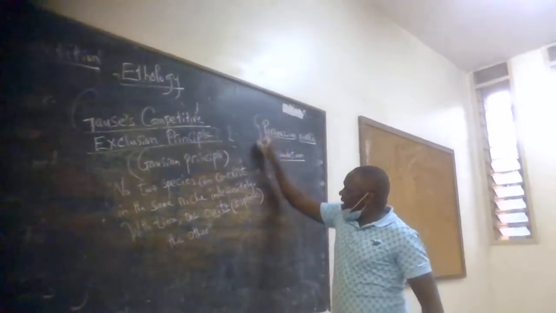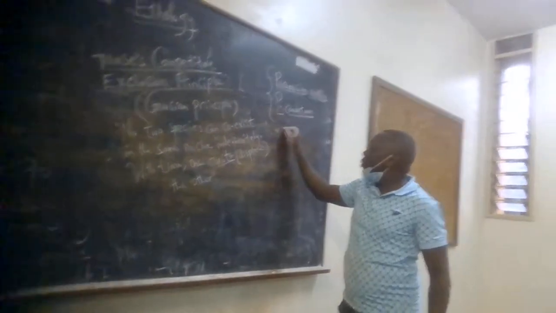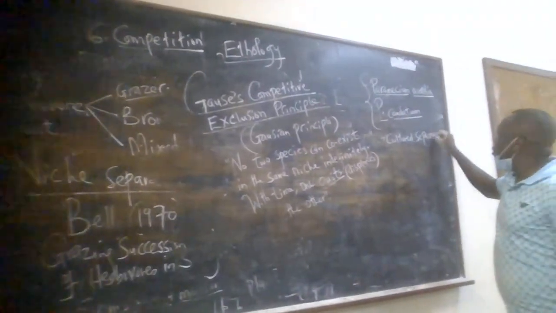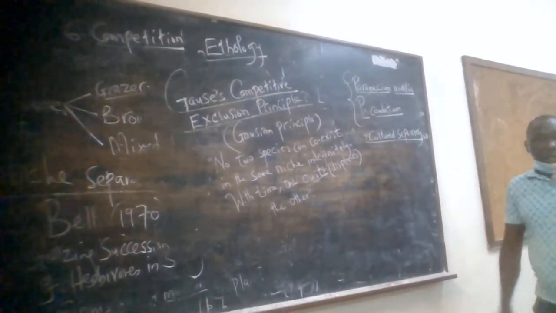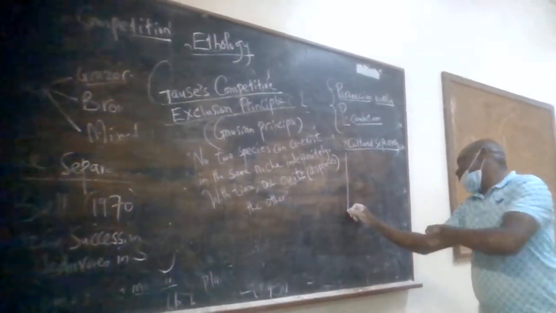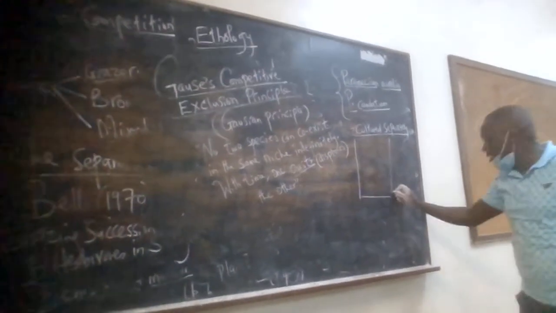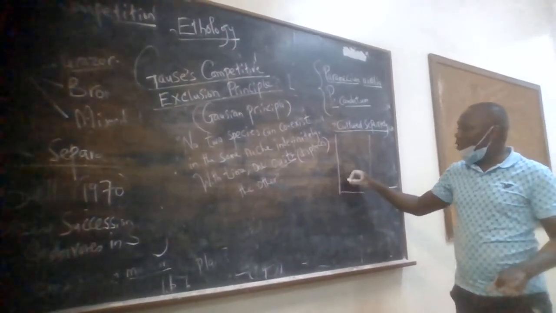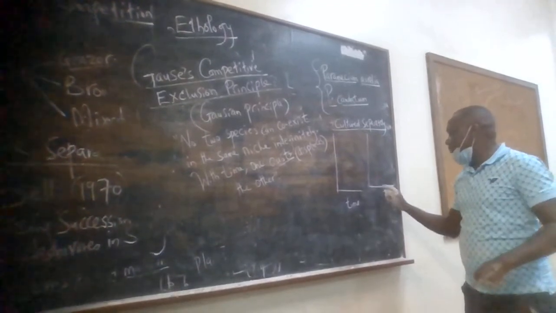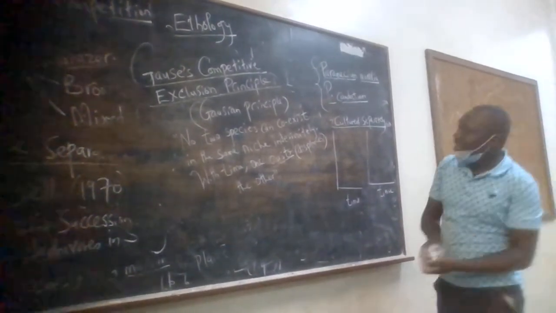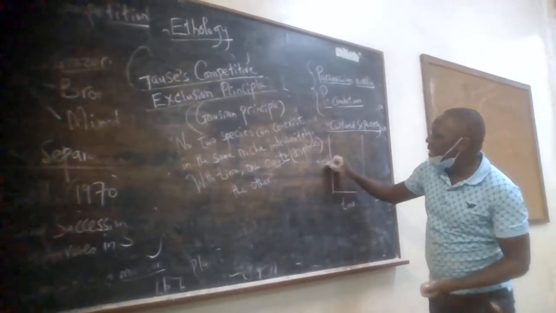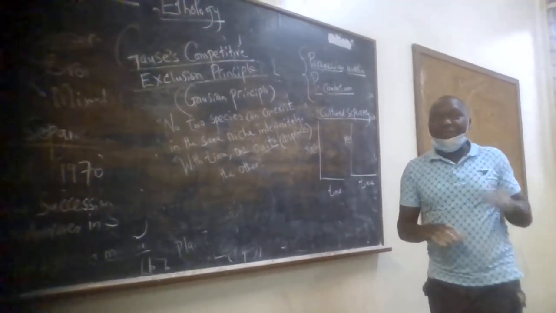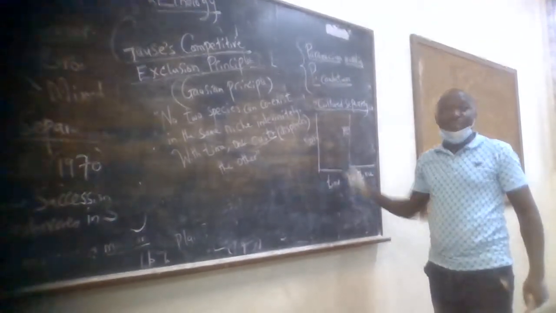Now, when these species of Paramecium were cultured or grown separately, when Gause grew the two species on different media, on different nutrients, and they were separate, in both cases, if this is the time, and this one is numbers of paramecia, and even here, numbers of paramecia, the growth curve which he got in both cases was sigmoid.